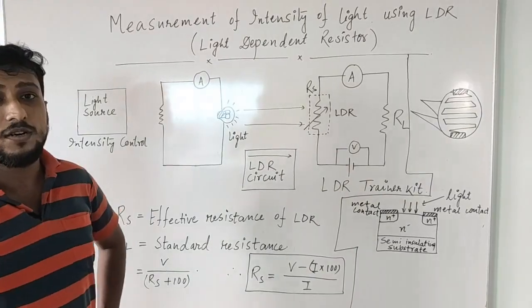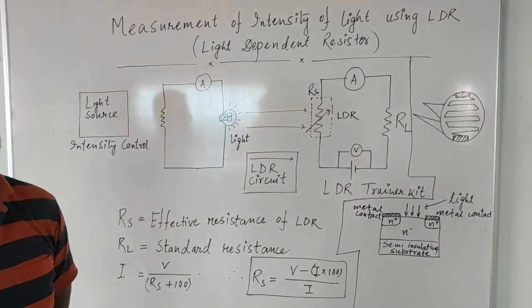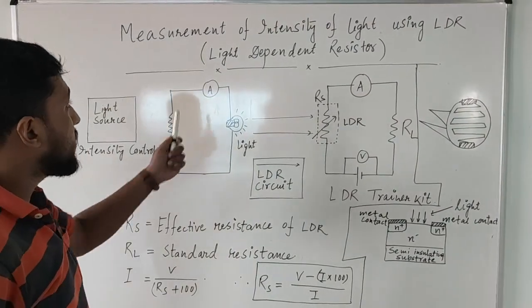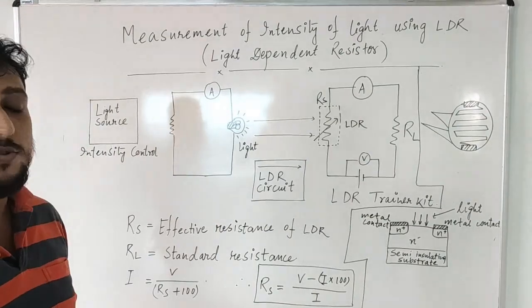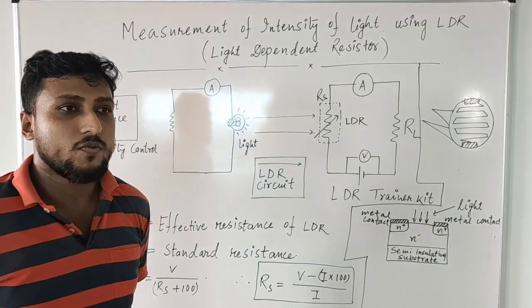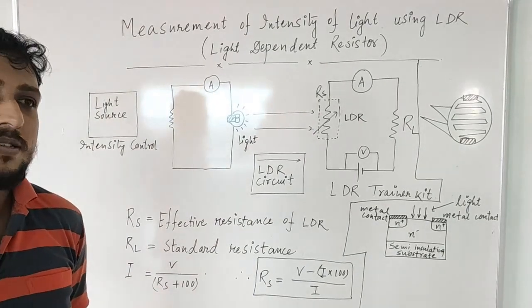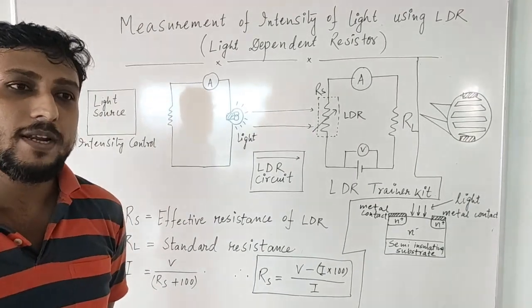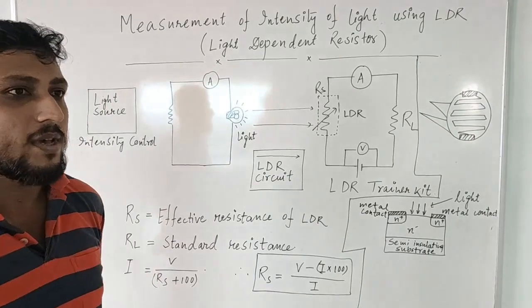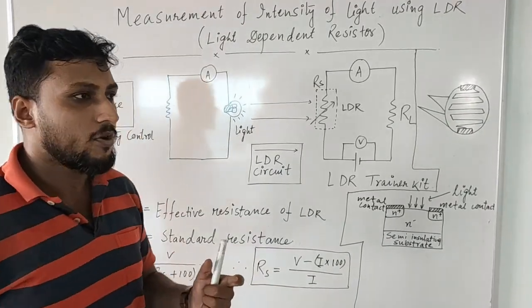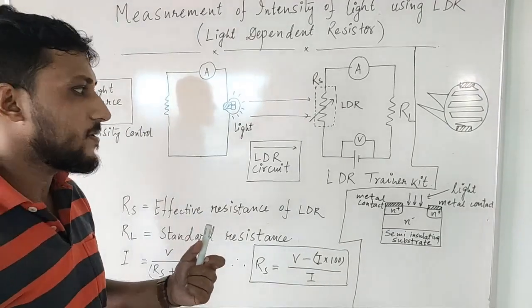So students, here is our next experiment of industrial instrumentation lab, which is measurement of intensity of light using LDR. So we are going to measure the intensity of light. So what is LDR? LDR is nothing but light dependent resistor. As the name indicates, the resistance of this object depends upon the intensity of light, right?